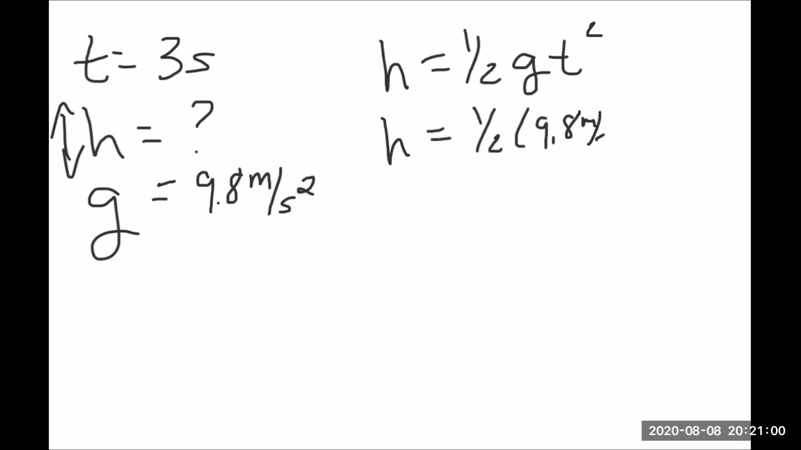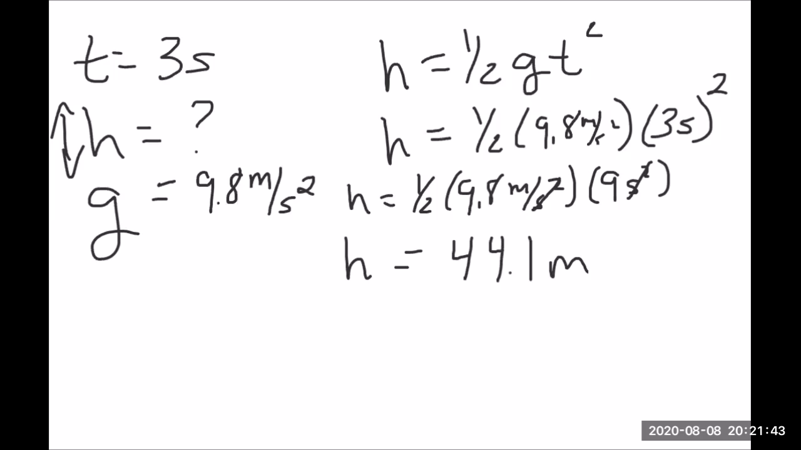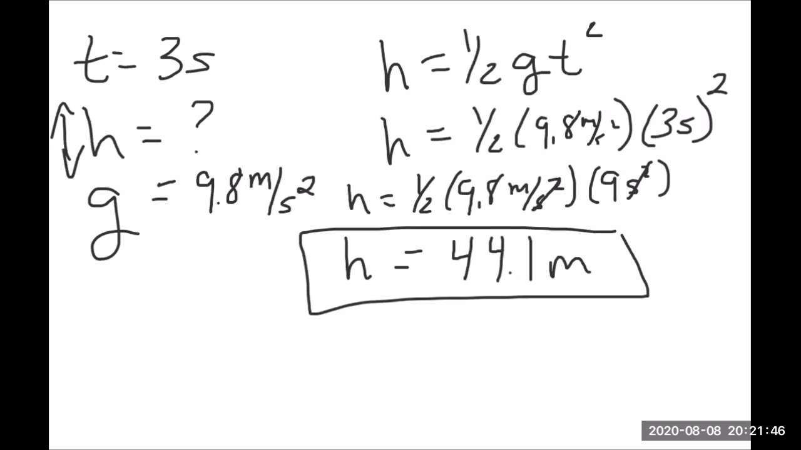9.8 meters per second squared. And my t was 3 seconds, and I have to square my t. So my height is 1/2 times 9.8. I'm not going to skip steps. You can combine these. I'm not going to. 3 squared is 9. I have to square my seconds. These will cross out when I do the multiplication. So my height is 44.1. Because my seconds crossed out, I am left with meters. That's good because that's how height is measured. So my height would be 44.1 meters.